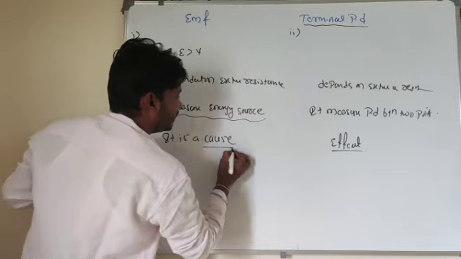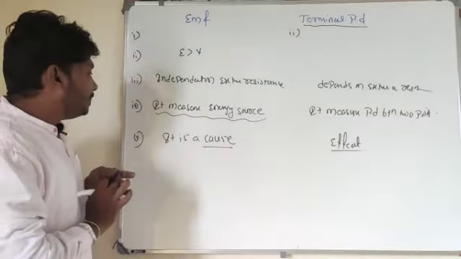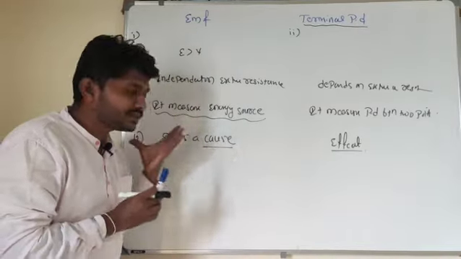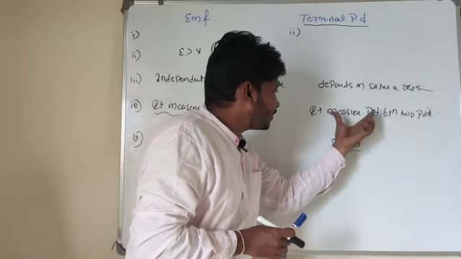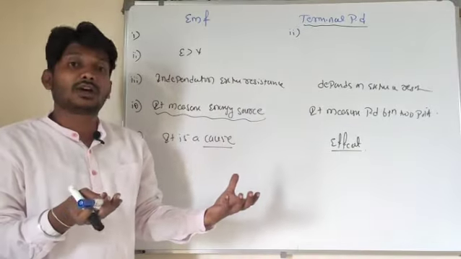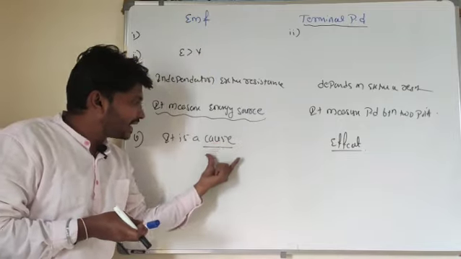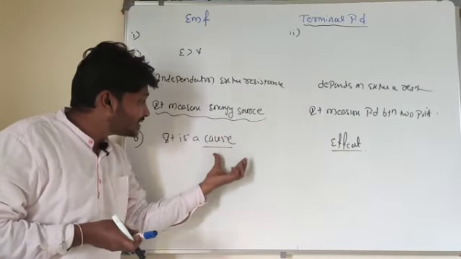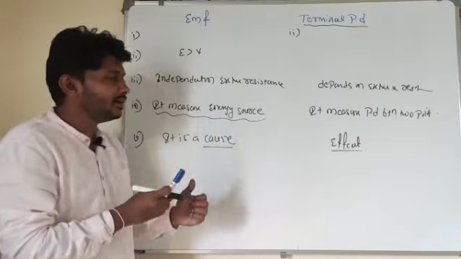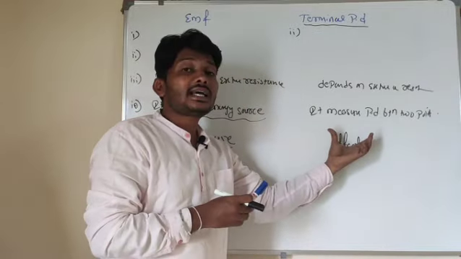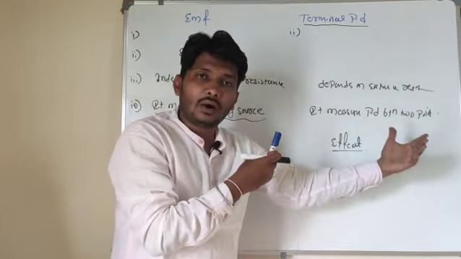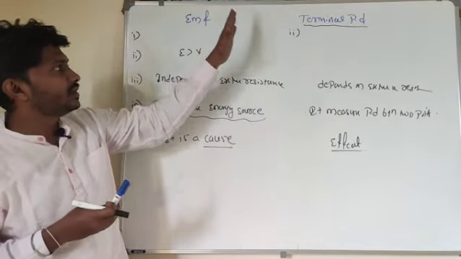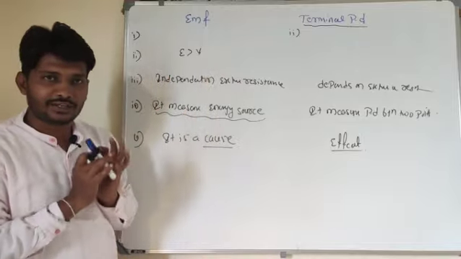What does cause and effect mean here? EMF is a cause, meaning it is the reason for the flow of current. Whereas terminal potential difference is an effect. Effect means the total outcome, we can say. So EMF acts as a reason, whereas terminal potential difference acts as the total outcome. So these are all the differences between EMF and terminal potential difference.